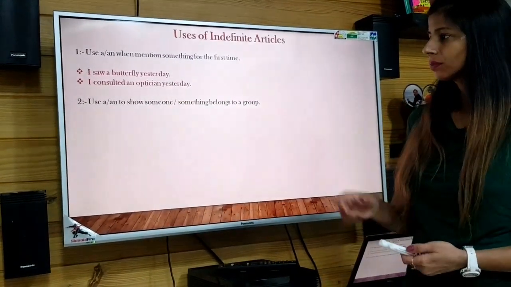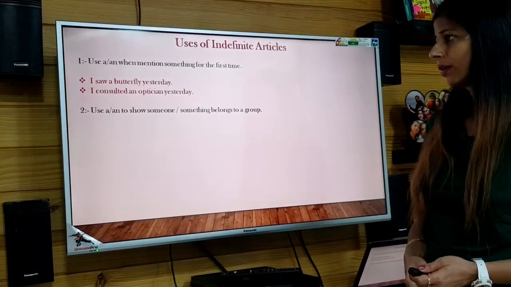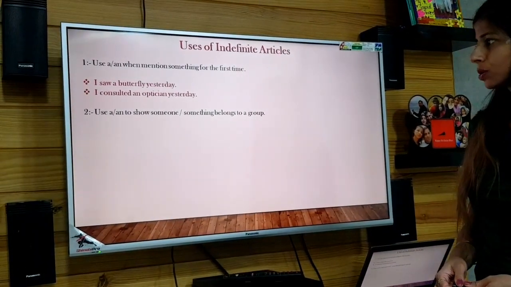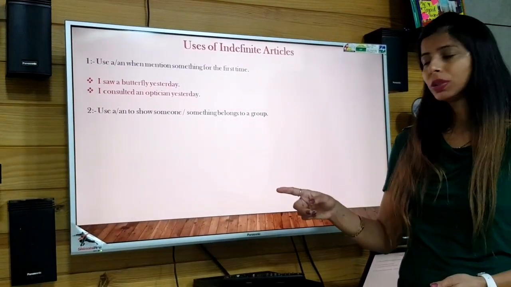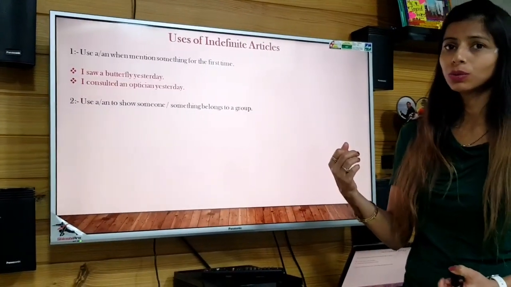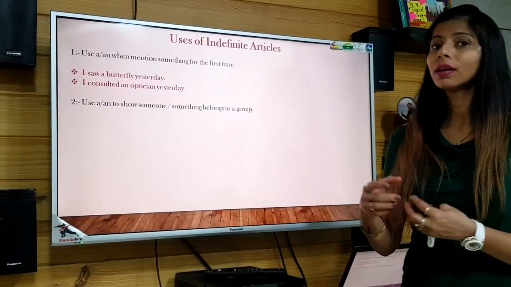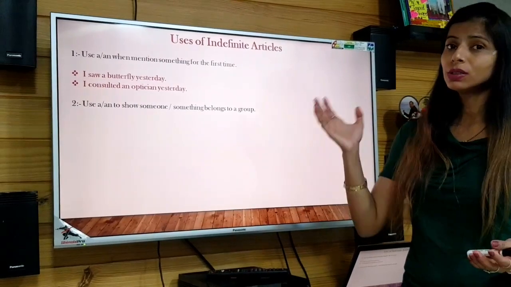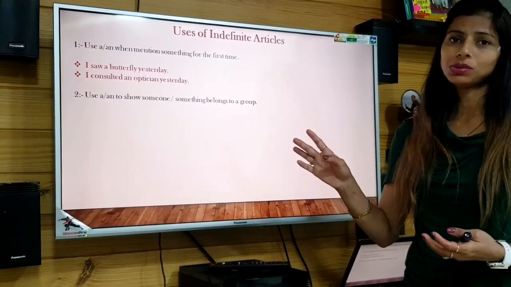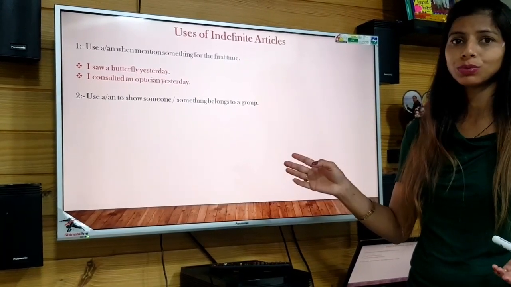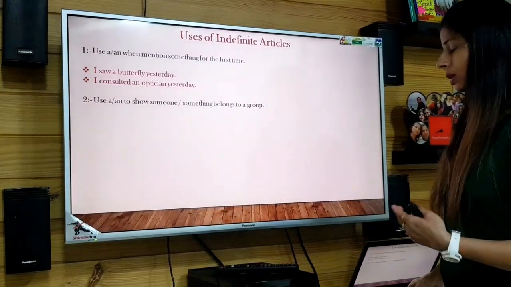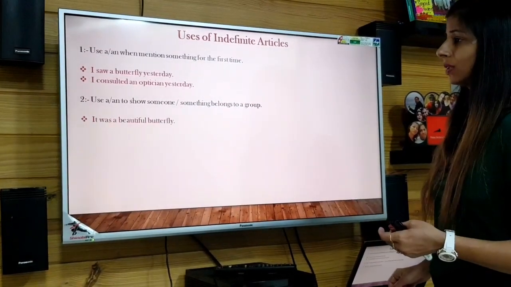Then we use "a" or "an" to show that someone or something belongs to a group. When do we use "a" or "an"? When we are talking about something that belongs to a group. That is, doctors are many, but if we talk about one of those doctors, then again we will be using "a" or "an" before such kinds of groups of people, for a person of that group.